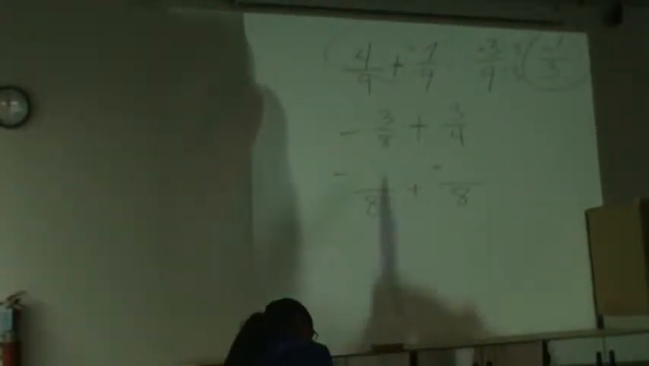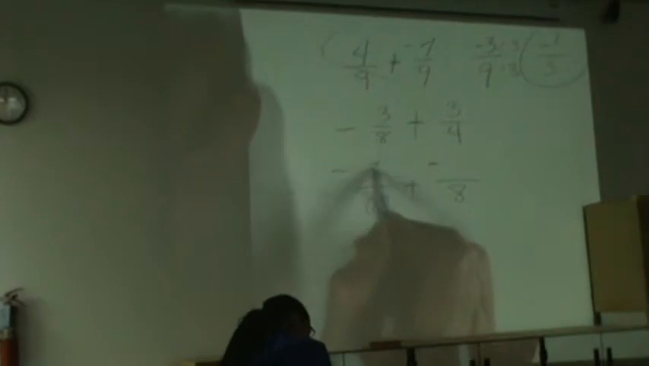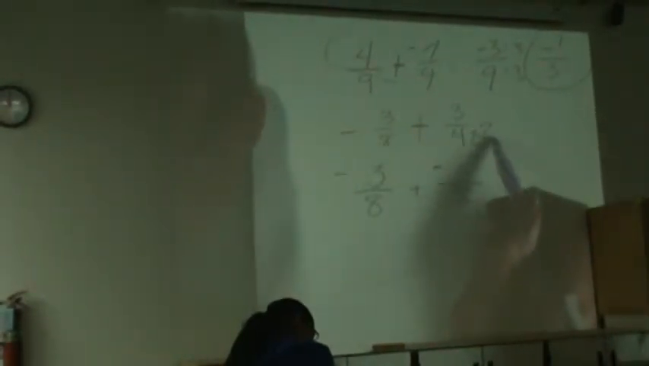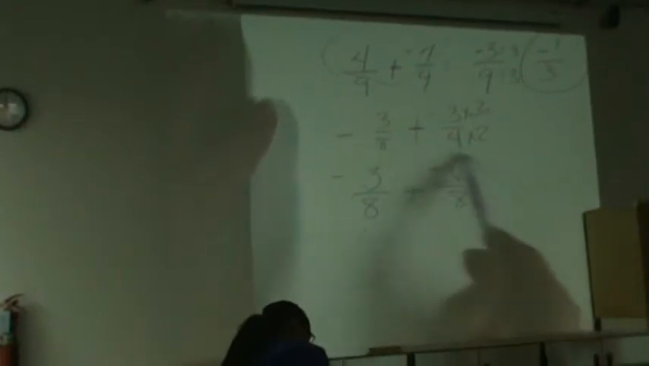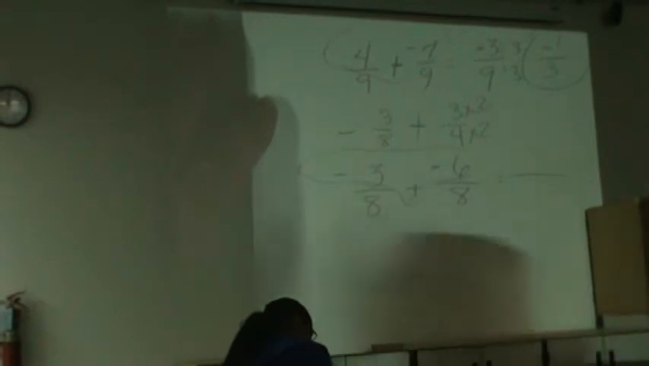This is the same, so of course the top will be the same. 4 times 2 is 8, so 3 times 2 is 6. Negative 3 and a negative 6 gives us our top number. Bottom, of course, denominator stays 8. So negative 3 plus a negative 6 is what? Negative 9. And what would I normally do to that?